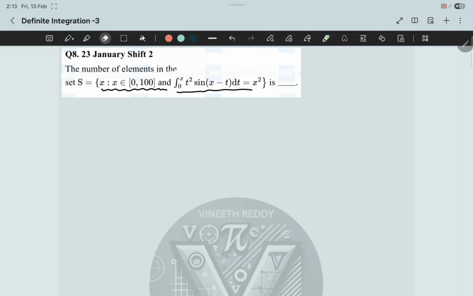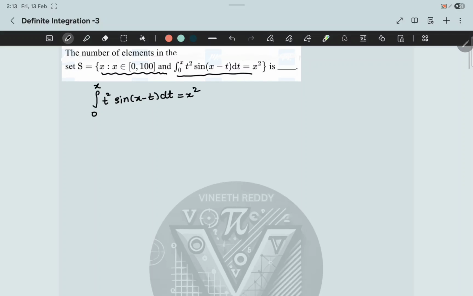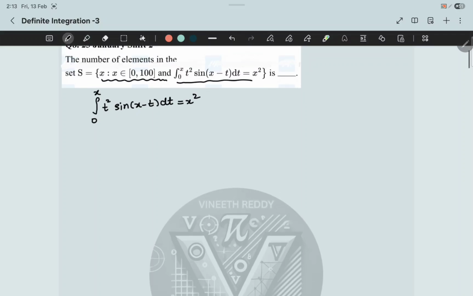If you have noted down this formula, I'm erasing it, we will be using this formula. So the given equation is integral 0 to x t square times sine of (x minus t) dt is equal to x square. Correct? So we'll apply by parts. This is an algebraic function and this is a trigonometric function. So this is the first and this is the second.